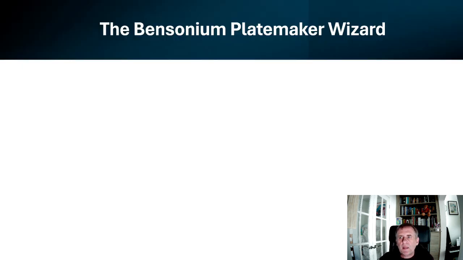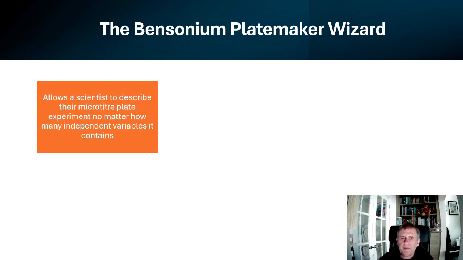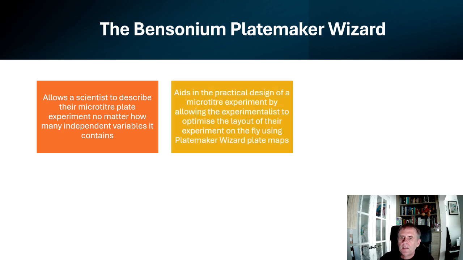So what the Bensonian Platemaker Wizard does is it solves a lot of these problems simultaneously. Firstly, it allows the scientists to describe their microtiter plate experiment no matter how many independent variables it contains. Secondly, it aids in the practical design of a microtiter plate experiment by allowing the experimentalist to optimize the layout of their experiment on the fly using Platewizard plate maps.